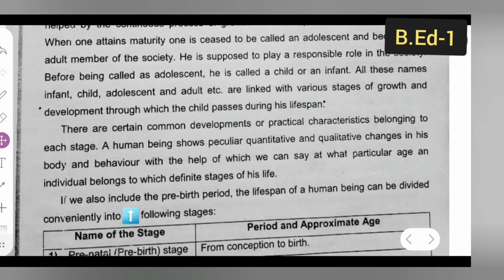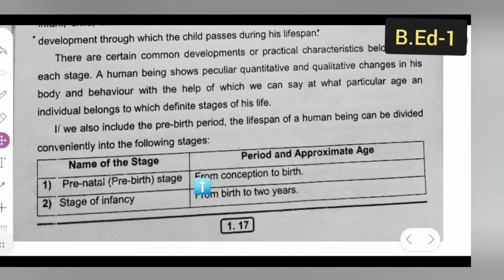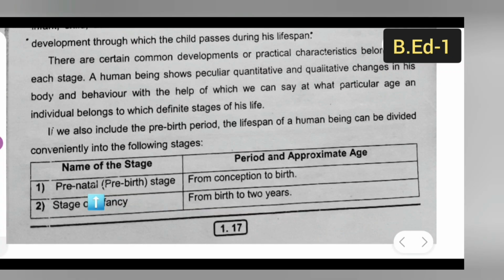If we also include the prenatal period, the lifespan of a human being can be divided conventionally into the following stages. Now, let us see the following stages: name of the stage and period, and approximate age. Prenatal or pre-birth stage, from conception to birth. Stage of infancy, from birth to 2 years.